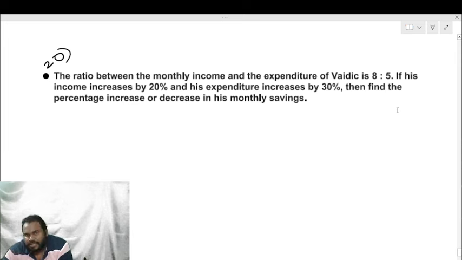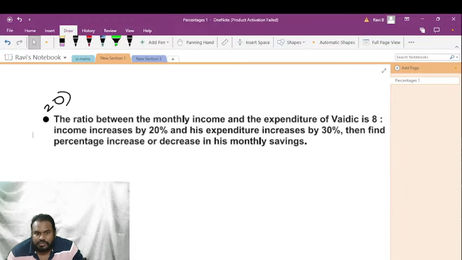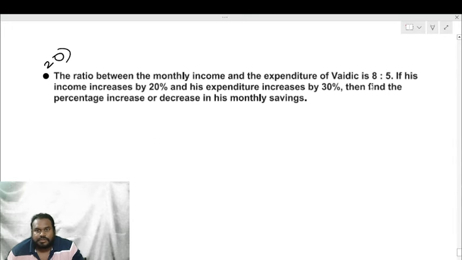The ratio between the monthly income. So this is the question asked in 2023 in SSC CGL in one of the shifts. It's on 14th, I believe. I don't remember the exact date. It's from percentages. The question is: the ratio between the monthly income and the expenditure of Vaidik is 8:5. What is given? There's a person called Vaidik and his monthly income and expenditure.